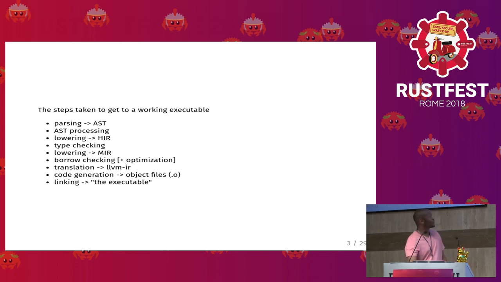So, this is sort of an overview. This is what happens when you produce a working executable. The first step is parsing the source code, and when you parse the source code, you produce what is called an AST, an abstract syntax tree. The second step is AST processing. I actually don't know what the correct term for it is. I'm going to show you what's going on with AST processing, but I don't know the normal name for the steps involved. Somebody can tell me a bit later. Then there are a few steps: lowering to HIR, type checking, lowering to MIR, borrow checking, translation to LLVM IR, code generation, and linking. We'll get to all those.